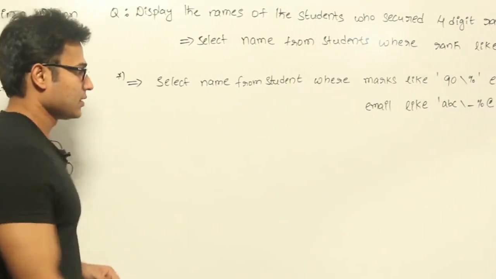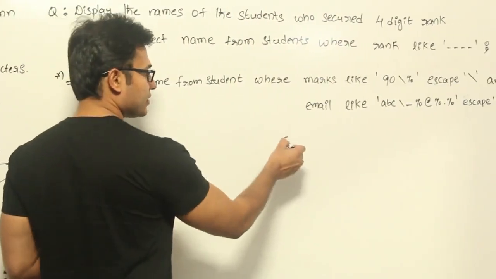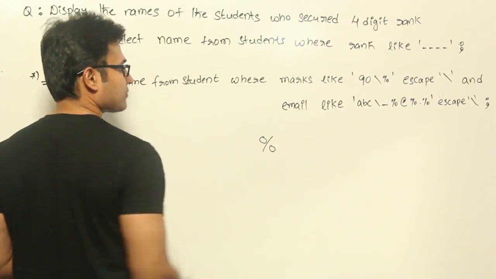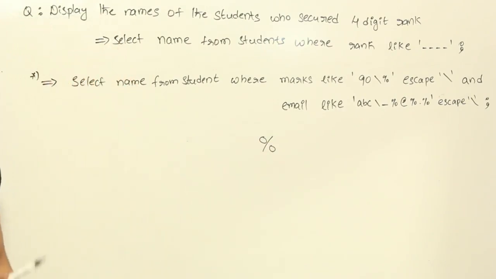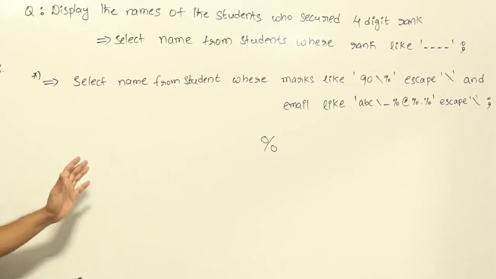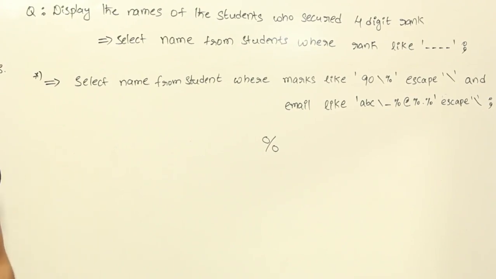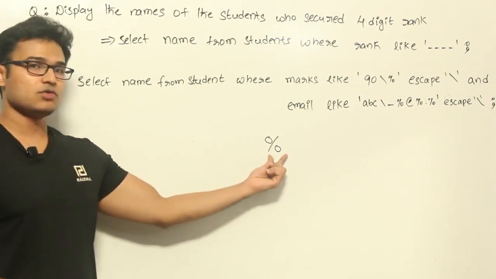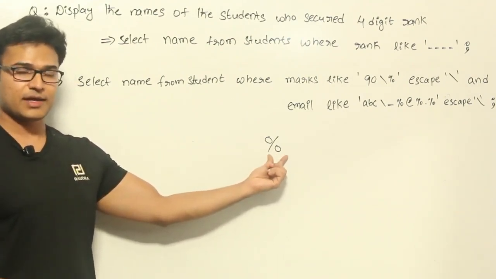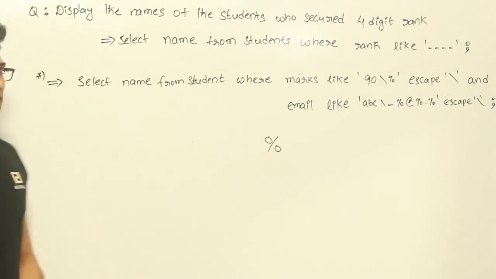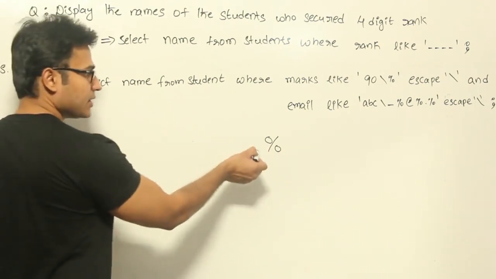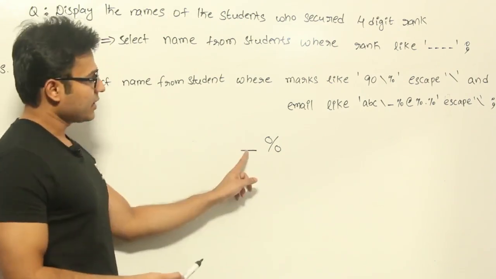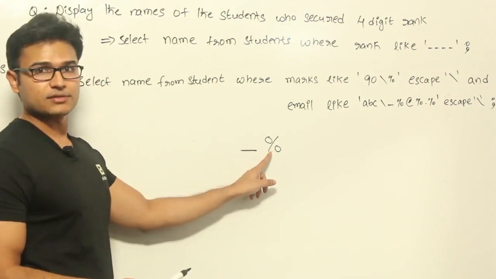Sometimes what happens is, if the data really contains a percentage symbol and you want to specify it, how can you specify it? Let's say we want to specify a field in which this percent symbol has to be the second symbol. Now what you can write is, first symbol can be anything, and the second symbol has to be percent.